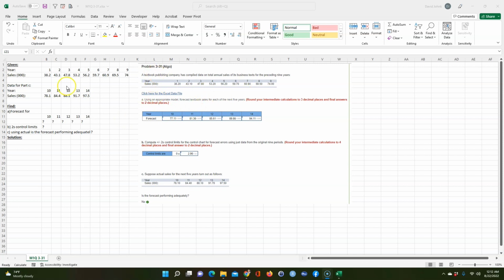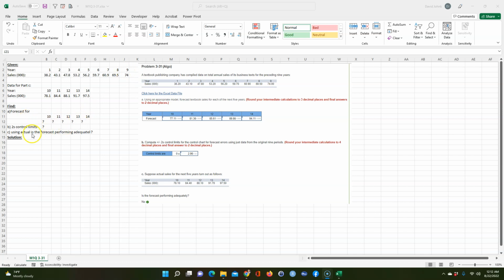I took all this information. Basically, I clicked here for the Excel data, and I was able to get this data. I didn't have to type it in. And basically, we're at year 9, and we have these numbers, and we want to forecast for 10, 11, 12, 13, 14.